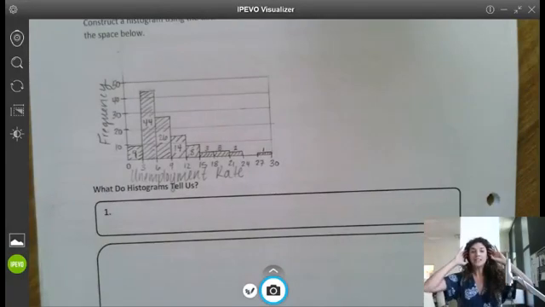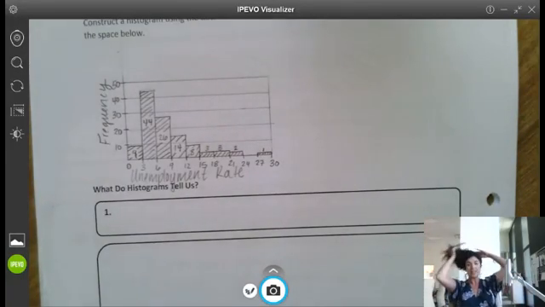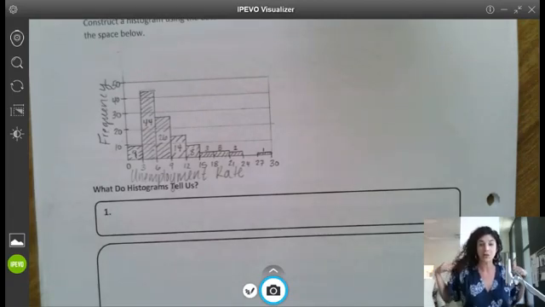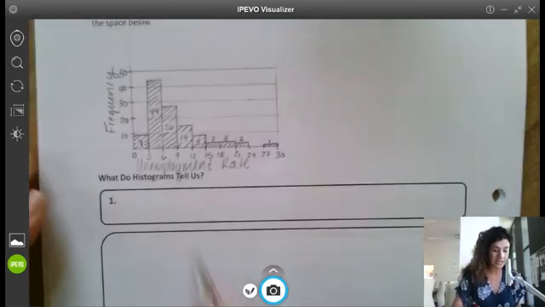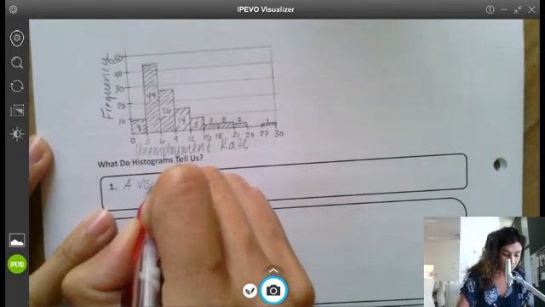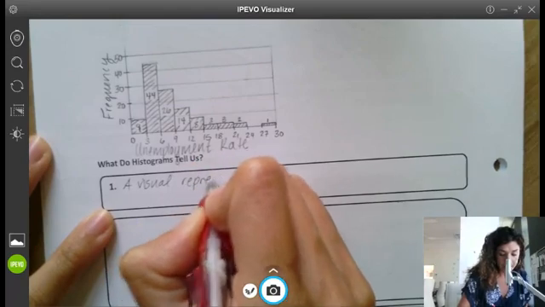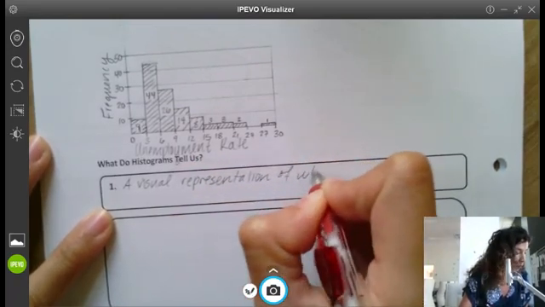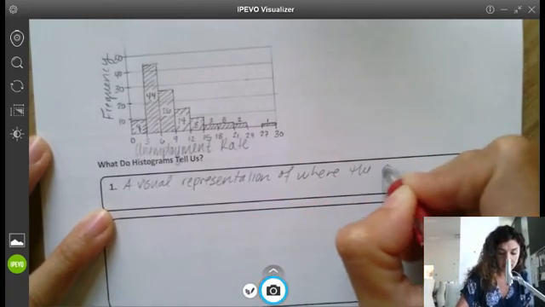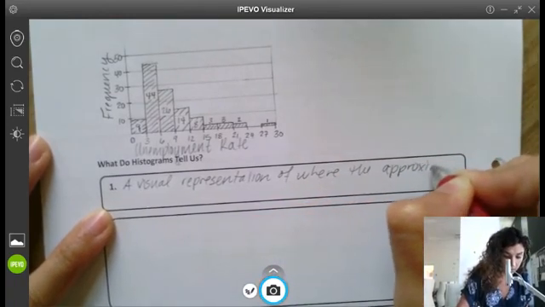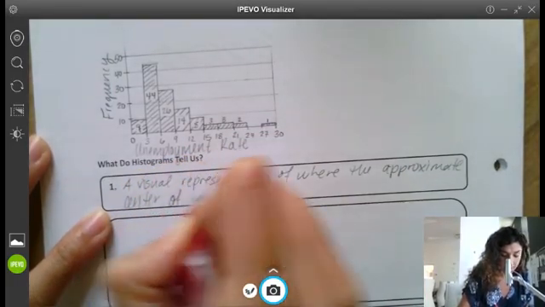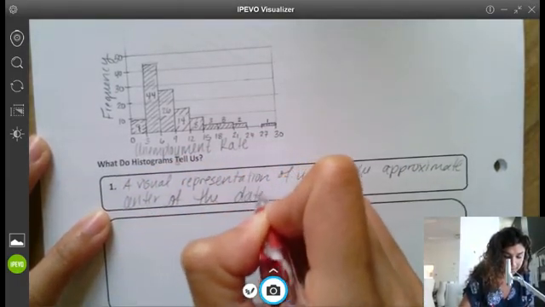All right, so this is what a histogram looks like. It is just taking exactly what you made in your frequency chart and turning it into a visual representation. So what do histograms tell us? The first thing is it is a visual representation of where the approximate center of the data is.